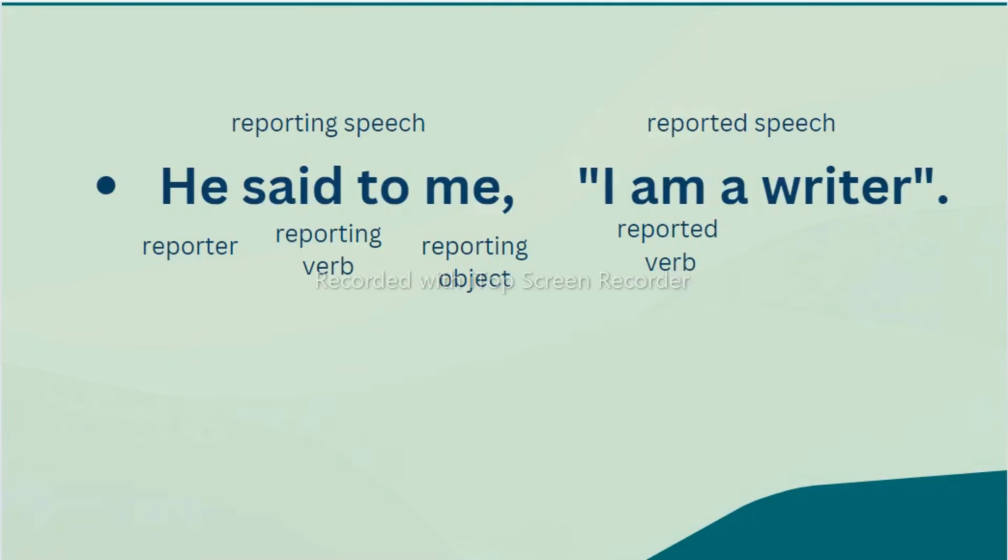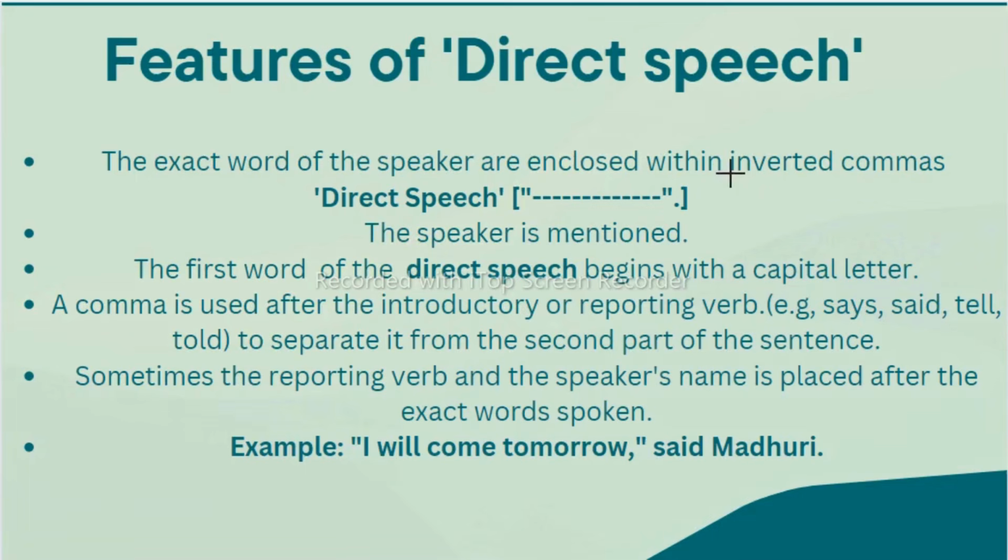So let's start. First, let's see the features of direct speech. The exact words of the speaker are enclosed within the inverted commas in direct speech. Whatever actual words the speaker said will be enclosed in the inverted commas. In this space, we will write whatever the speaker's words are. Then the speaker is mentioned, like he, she, or if a name is there, we will mention that name. Then the first word of the direct speech begins with a capital letter. After the inverted commas begin, we should use a capital letter.